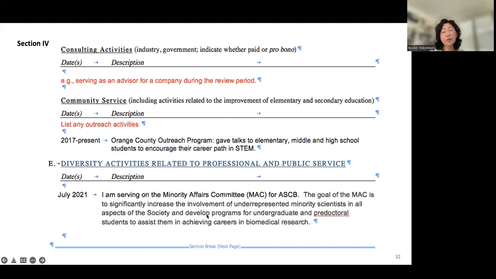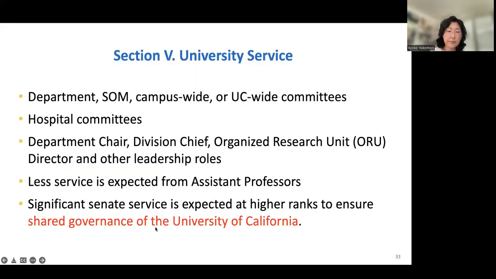An example would be if you're serving on the Minority Affairs Committee for a professional society, you can certainly list that type of activity here. So that was the professional activity.